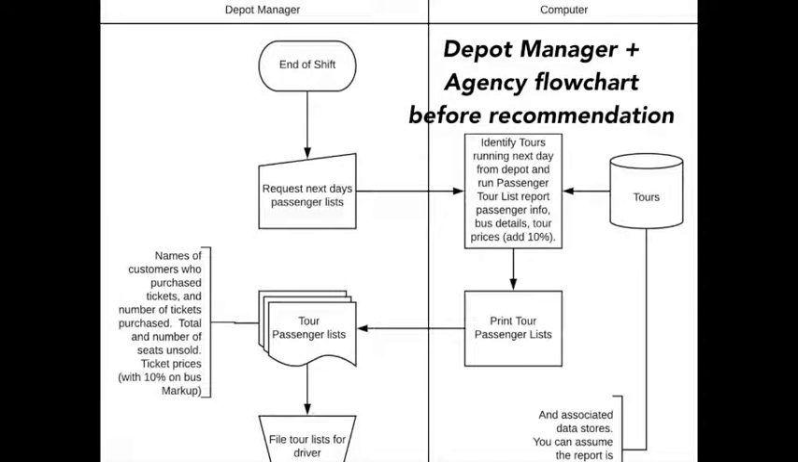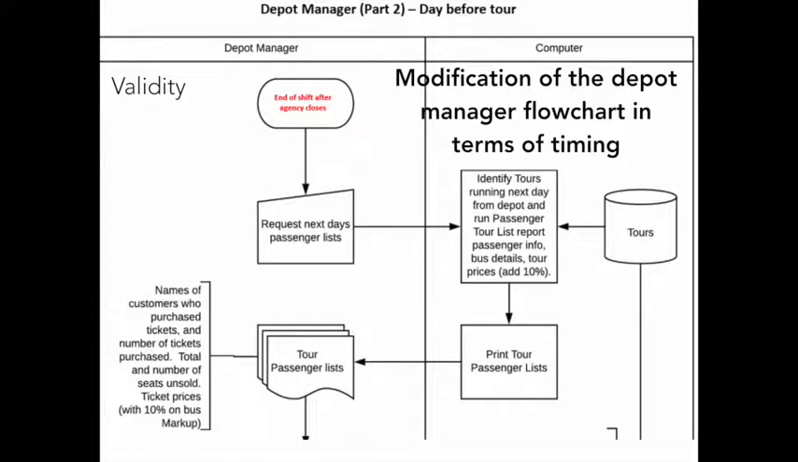Supporting this, we recommend that the depot manager updates the tour passenger lists after all online and agent sales have been finalised. As a result, we avoid the current potential error of a customer purchasing through sales agents after the depot manager ends their shift, and consequently not being recorded on the tour passenger list.